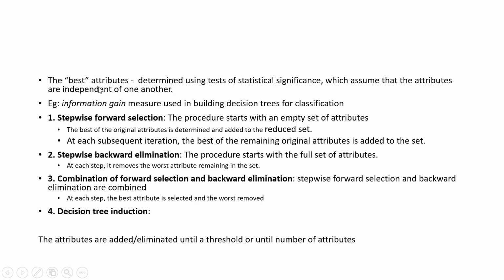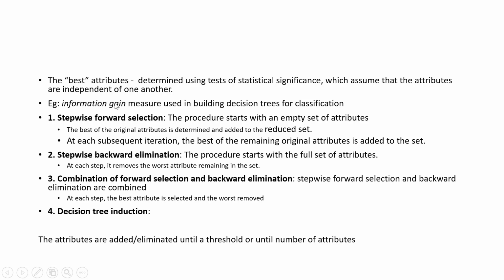So, in order to do this greedily, you identify the best attribute using some metric to rank the attributes based on which one is the best. The best attributes are determined using some test of statistical significance, which assumes that the attributes are independent of one another. Information gain is a measure which is used for ranking attributes, and it can be used when you are going for model building. You can use it for ranking the attributes, and then you can keep adding.